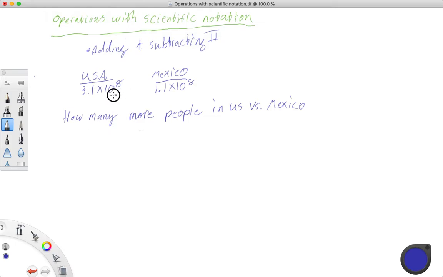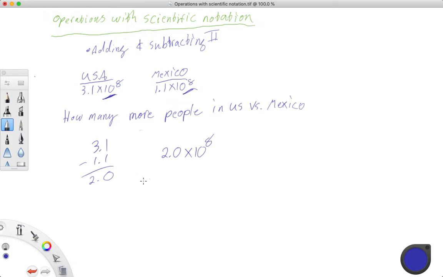And because our power of 10 is the same, 10 to the 8th, 10 to the 8th, we can just do pretty simple subtraction. We're going to do 3.1 minus 1.1. 1 minus 1 is 0. 3 minus 1 is 2, so 2.0. And then we just have to put back on our power of 10. So 2.0 times 10 to the 8th people, that's how many more people there are in the United States, at least when they wrote this book, whenever that was, versus how many people lived in Mexico.